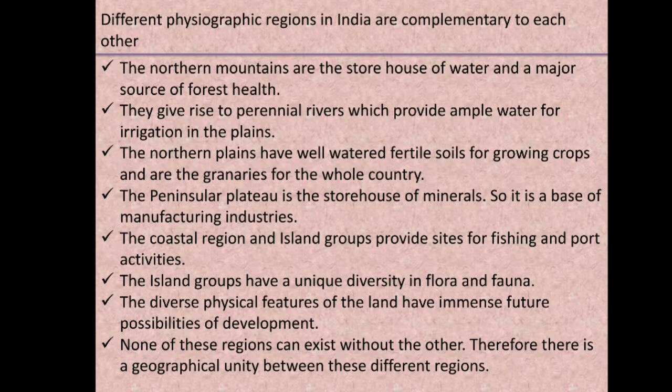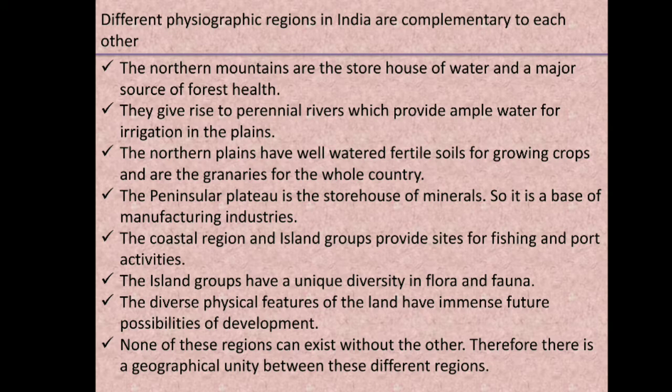Different physiographic regions in India are complementary to each other. Let us have a closer understanding of it. The northern mountains are the storehouse of water and a major source of forest wealth. They give rise to perennial rivers which provide ample water for irrigation in the plains. The northern plains have well-watered fertile soils for growing crops and are the granaries for the whole country.